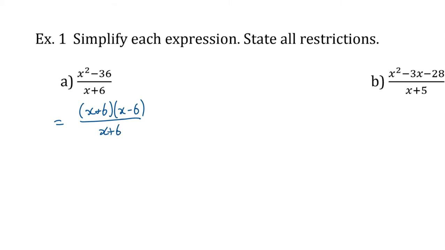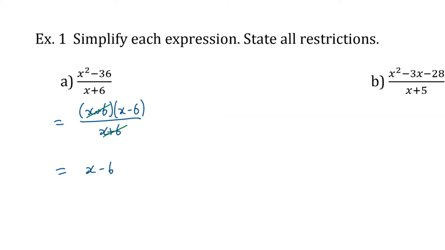And what I have here is a common factor on top and bottom, and they divide to 1. So what's actually happening here, right, is I could rewrite this like this: x plus 6 divided by x plus 6 times x minus 6. And anything over itself is 1, so that's gone, right? So those do cancel. And this is equal to x minus 6.